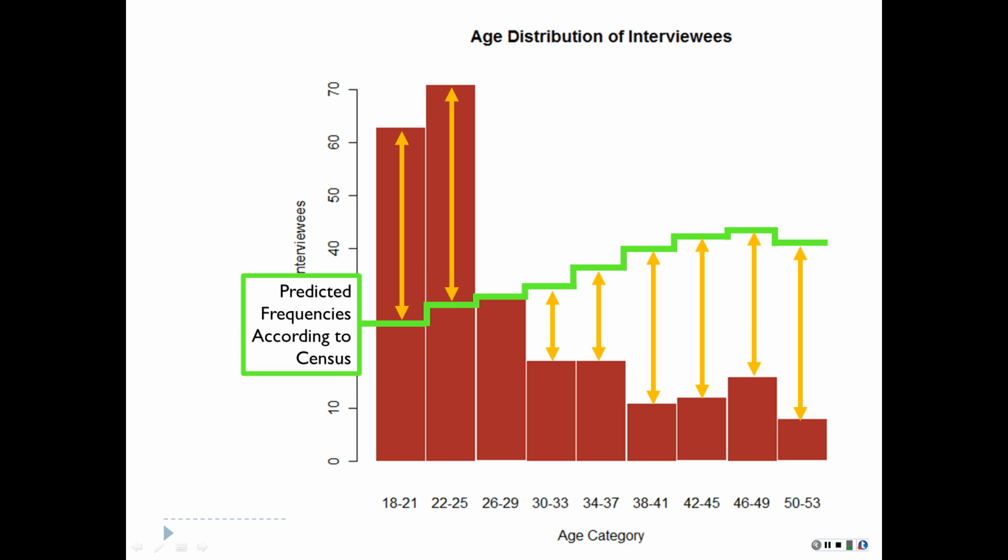So the chi-square goodness of fit test for whether my observed frequencies fit the expected frequencies according to the census values, and that would be the null hypothesis, this green line, that chi-square would almost certainly be rejected pretty hard. The null hypothesis would be rejected. This would be a significant result.